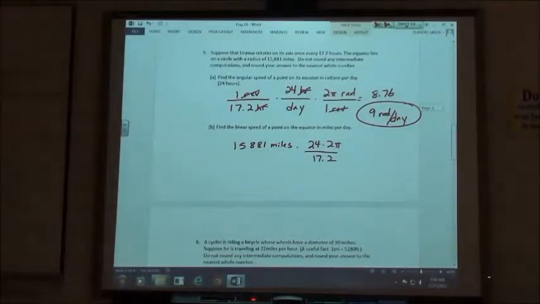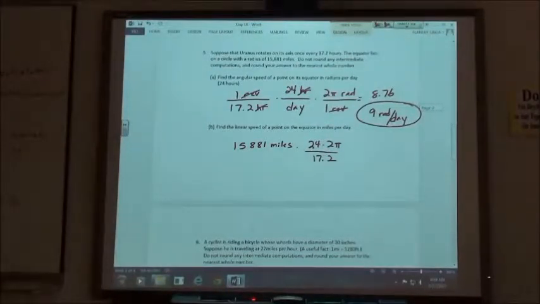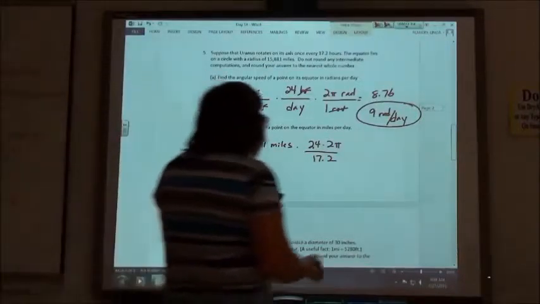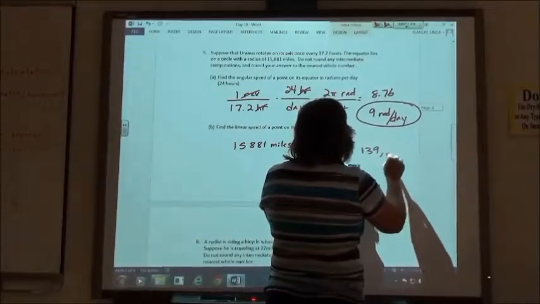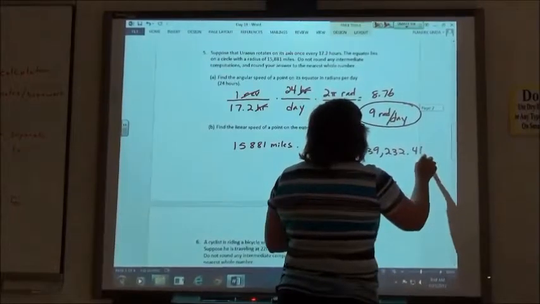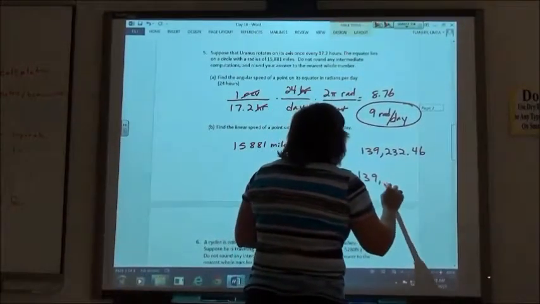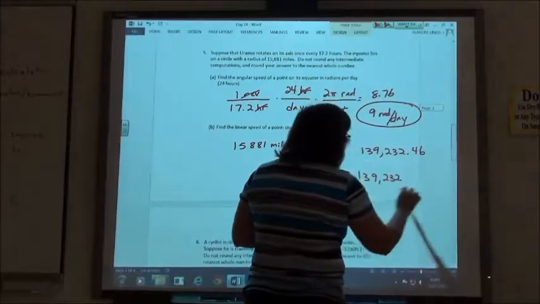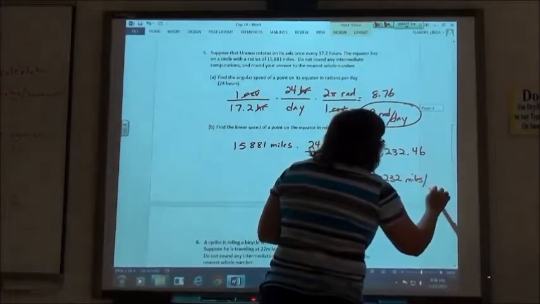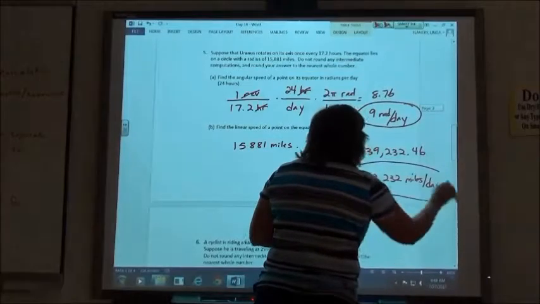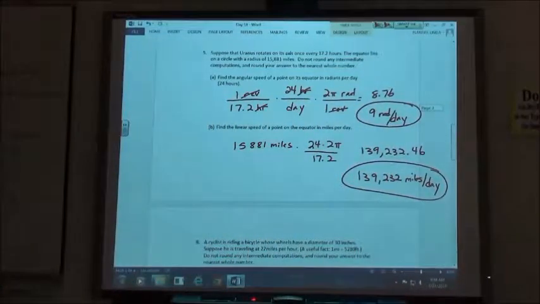So I'm just going to go ahead and punch that in. 15,881 times 24 times my 2 pi. I'm going to hit equals, and then I'm going to divide that by my 17.2. And I'm coming up with 139,232.46. So 139,232 miles per day would be my linear speed.